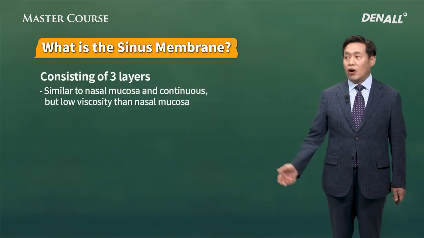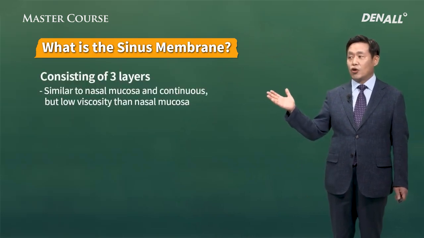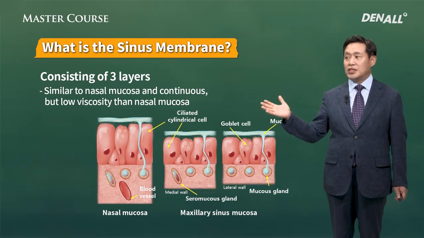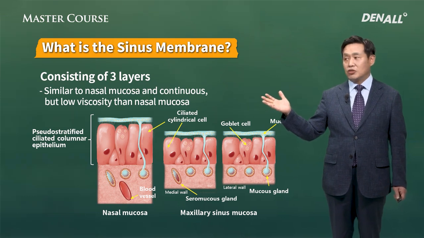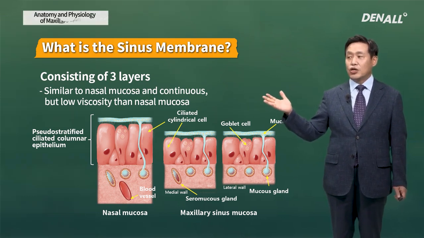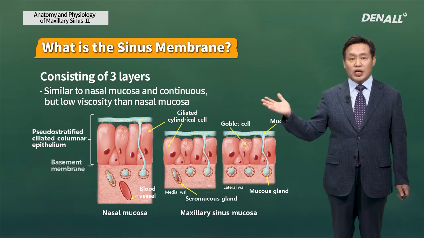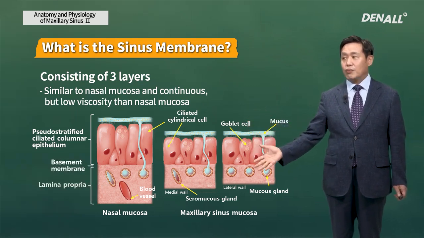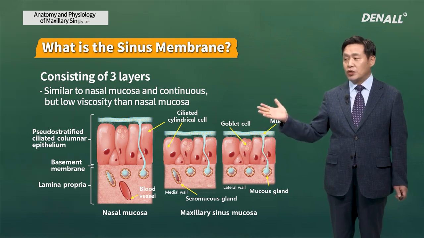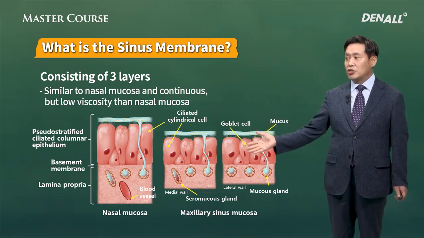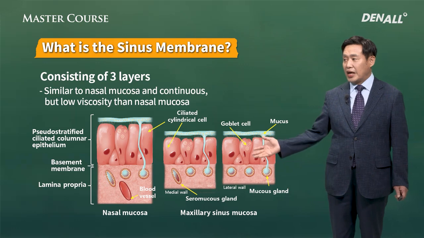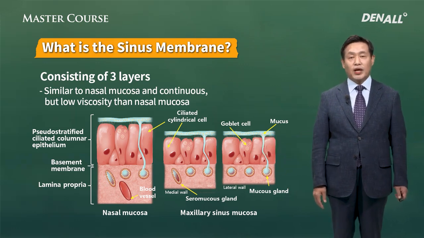The sinus membrane consists of 3 layers. The pseudostratified ciliated columnar epithelium looks like stratified, but it is a layer of ciliated columnar epithelium. And below there, basement membrane, and below there, lamina propria. So basically, it is a respiratory epithelium from nasal mucosa. It comes in the sinus. Nasal mucosa is the thickest, and the medial wall is thinner, and the lateral wall we access often is the thinnest, as you can see in this picture.